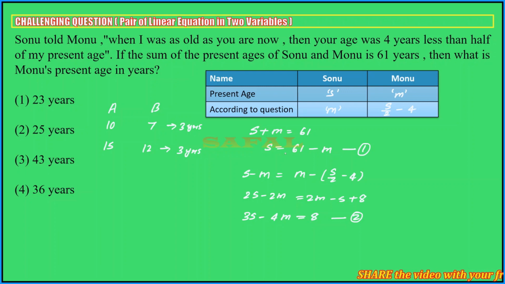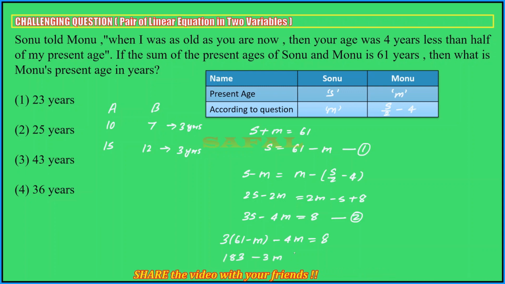Now from the first, I can see S is 61 minus M. So in place of S I am going to put 61 minus M. So 3(61 minus M) minus 4M equals 8. Here I'll get 3 ones are 3 and 3 sixes are 18, so 183. So 183 minus 3M minus 4M equals 8. This will give minus 7M equals 8 minus 183. That means 7M equals 175. So this will give M equals what? 175 by 7. So that is 25.